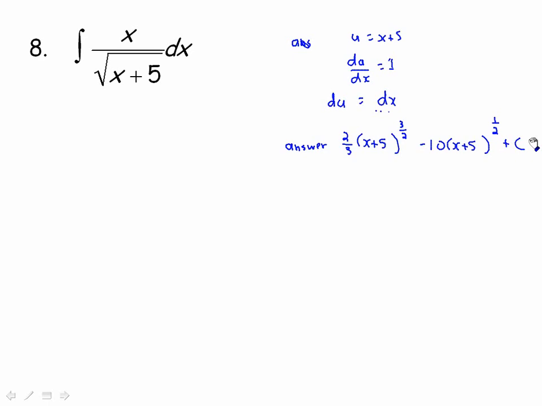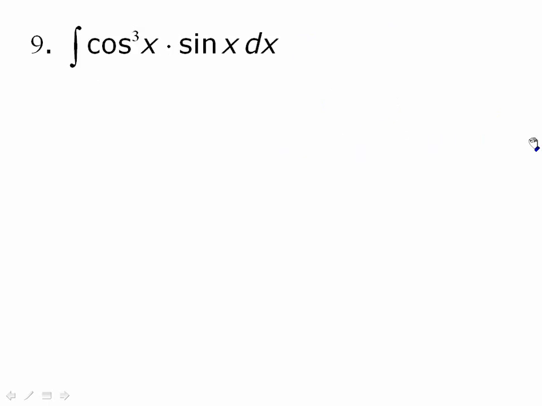And then I'm going to move on to number 9, and then I think I'll do number 10, and that will be it for this batch. I'll finish it off later. First time we've had to deal with trig, and here we have cos cubed x and sine x. Now this one will work out pretty nicely.